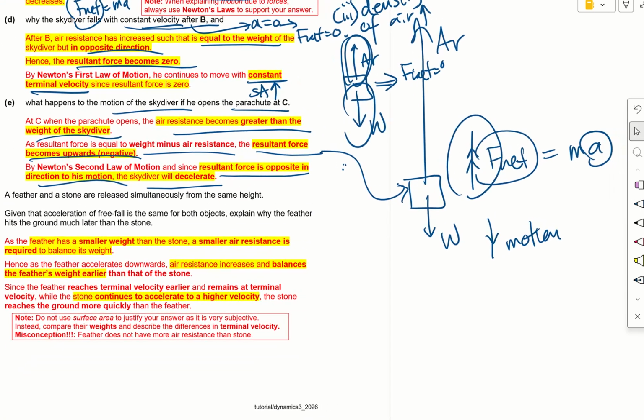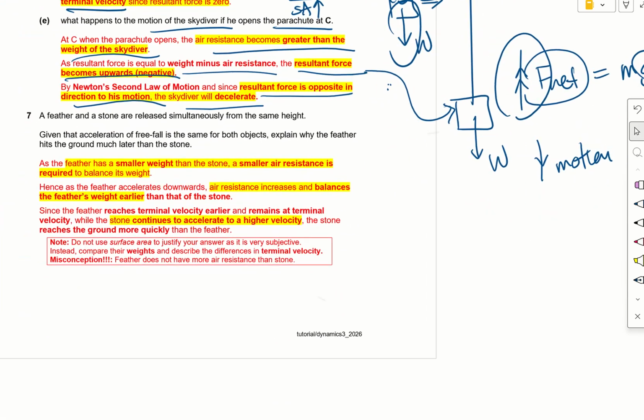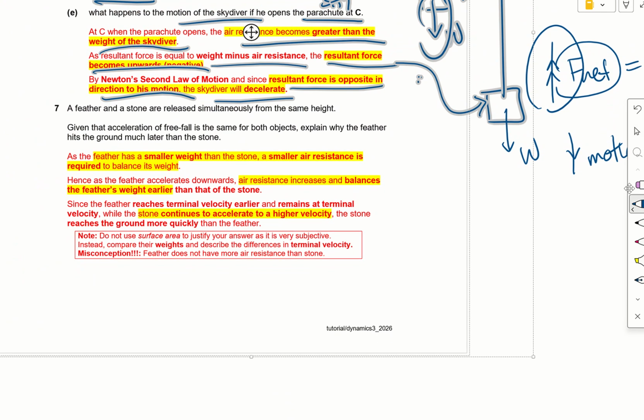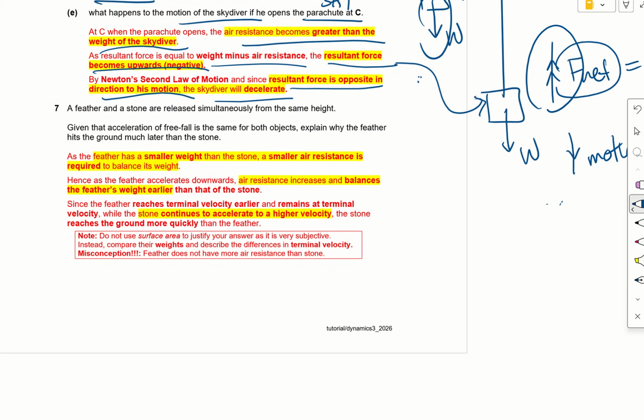Okay? Okay, question 7. A feather and a stone are released simultaneously from the same height. Given that the acceleration of free fall is the same, that means the g, or the acceleration due to gravitational force, is the same. Explain why the feather hits the ground much later than the stone.